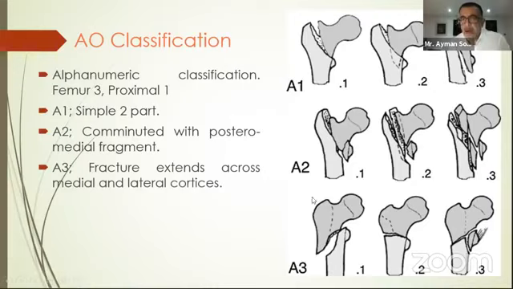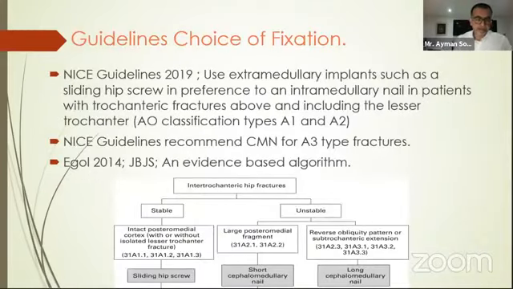A3 fractures are basically subtrochanteric fractures with breach of the lateral cortex, with A31 being the reverse oblique, A32 is almost transverse fracture, A33 is multifragmentary subtrochanteric fractures. This is the classification we use for all trochanteric fractures, and you'll find that in all the guidelines that we use day in, day out.